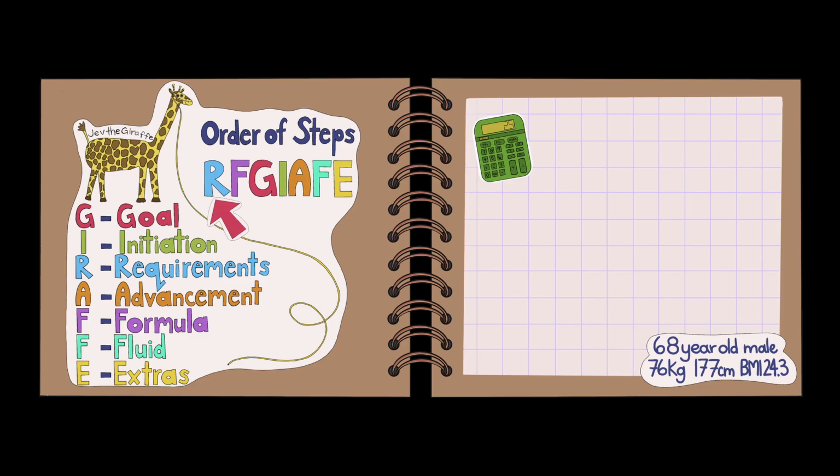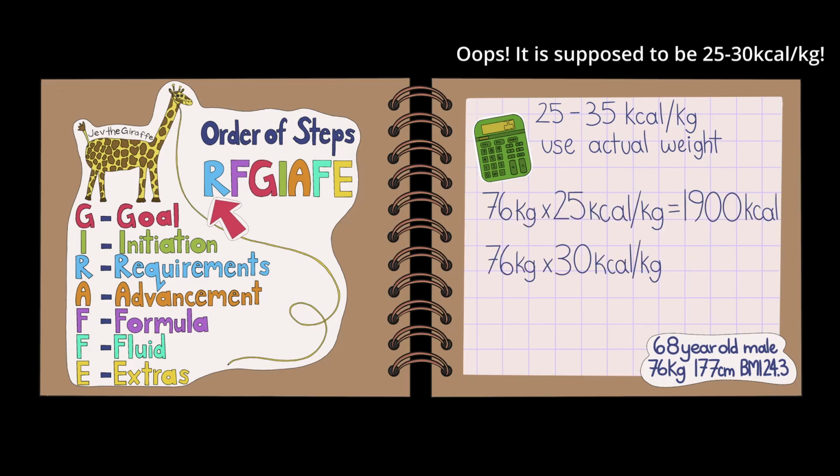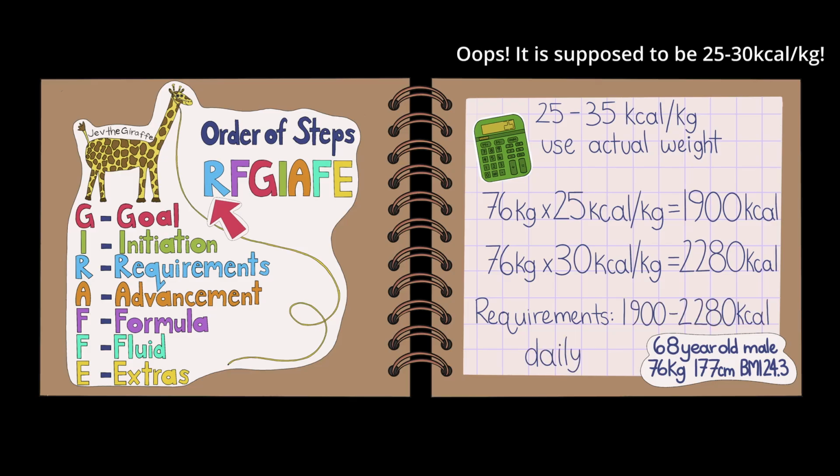R, requirements. Let's calculate this patient's requirements as 25 to 30 calories per kilo. His BMI is appropriate for his age, but he has lost weight recently. Because his BMI is appropriate, we can use his actual weight. 76 kilos times 25 calories per kilo equals 1,900 calories. 76 kilos times 30 calories per kilo equals 2,280 calories. This patient's requirements are between 1,900 and 2,280 calories per day.